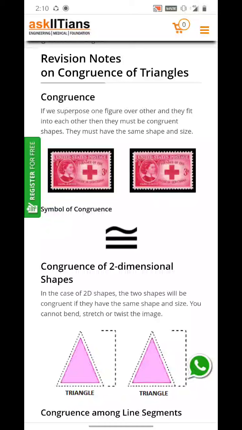When two objects or shapes are congruent, it is not complicated. It would take time writing that my one hand is congruent to another hand. Instead of that, we can write this: triangle ABC is congruent to triangle EDF. So instead of words, we write this symbol of congruence.